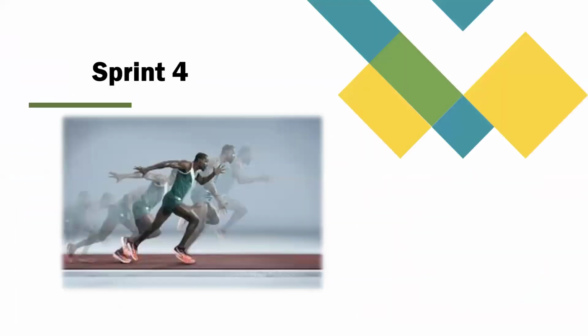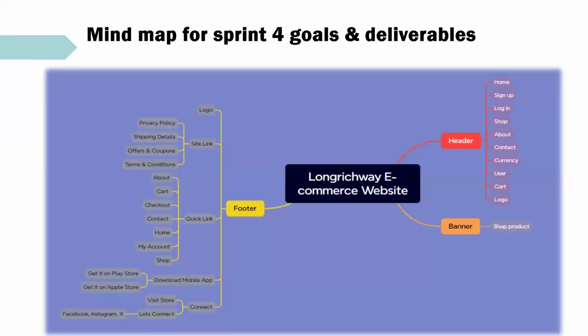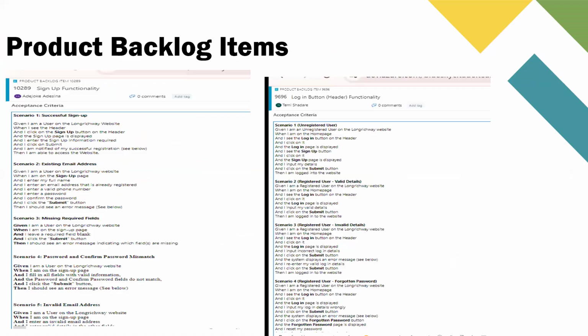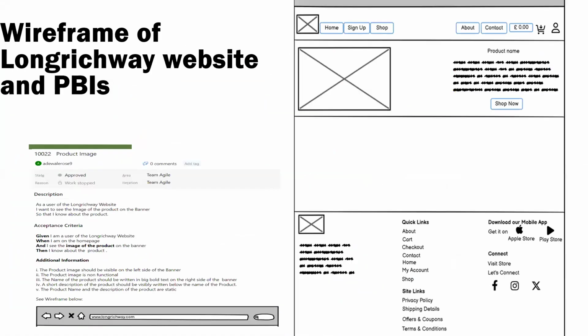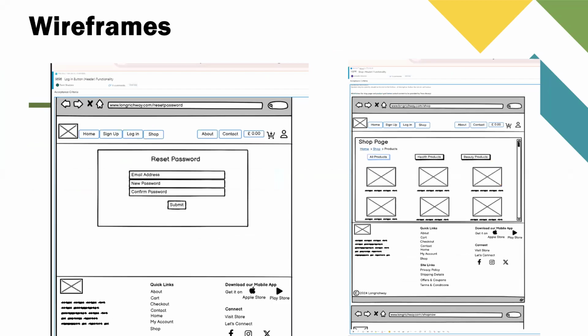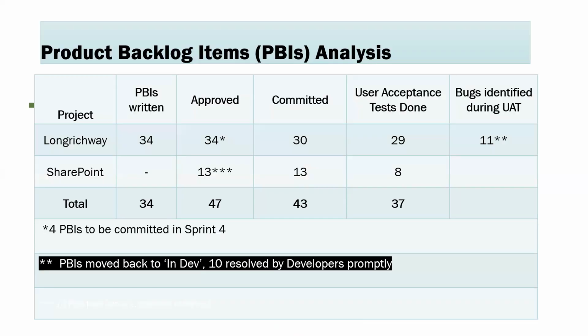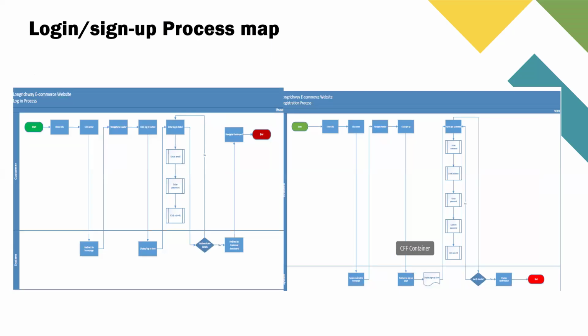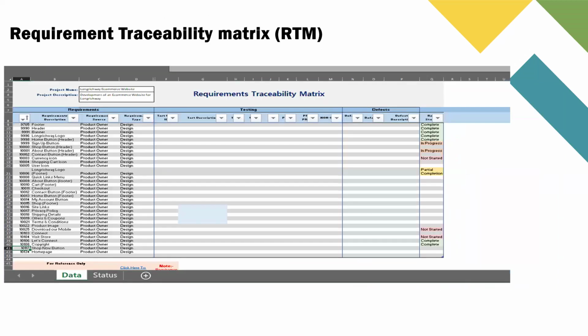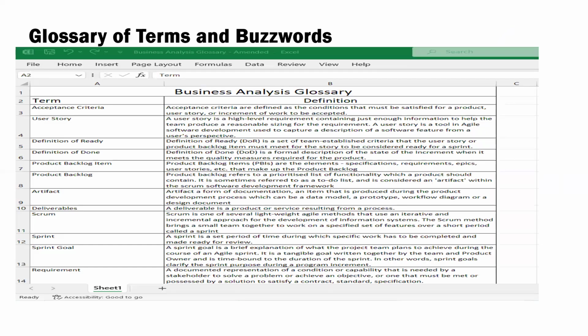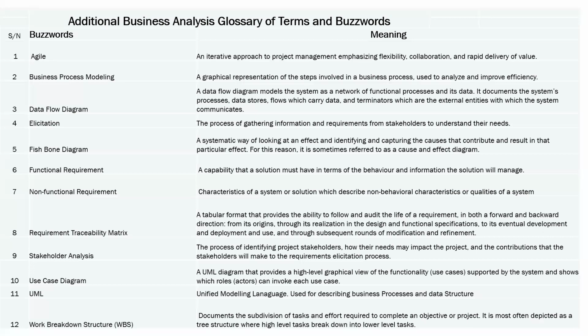Then this is the process map, user login, and this is the sprint impediment that was had in sprint 4, the tools and methodology. And going ahead to sprint 4, goals and deliverables: this is the mind map, use case diagram, product backlog items, and wireframes for some of the PBIs, more wireframes, an extract of the product backlog items, then the product backlog item analysis, then the login or sign-up process map, the requirements traceability matrix, the risk matrix as well, and more glossaries that were added for the BA team.